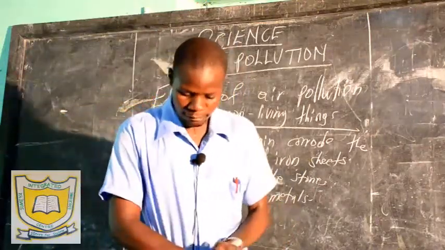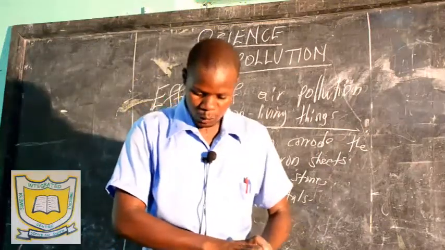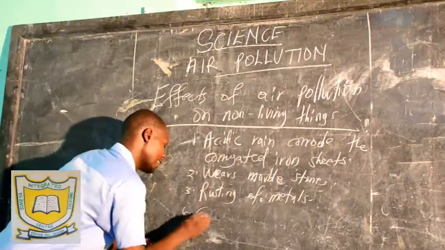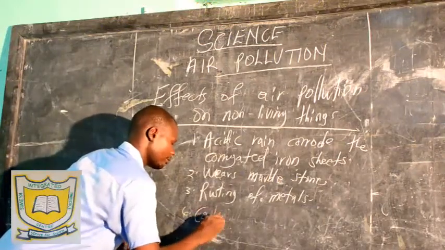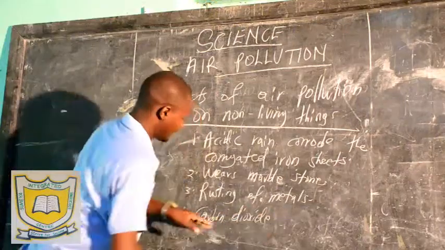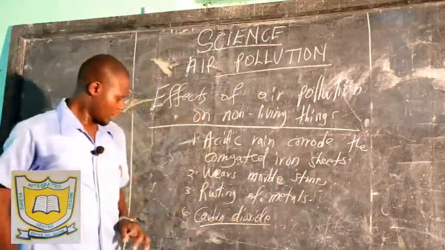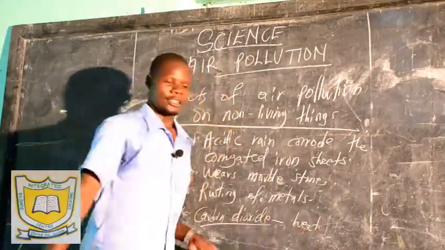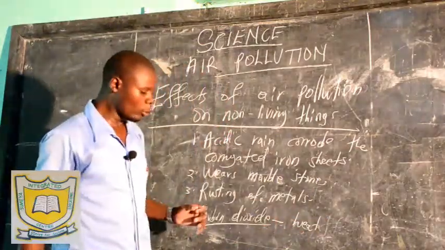We also have carbon dioxide resulting in increased heat. Excess carbon dioxide in the air increases heat, causing global warming.